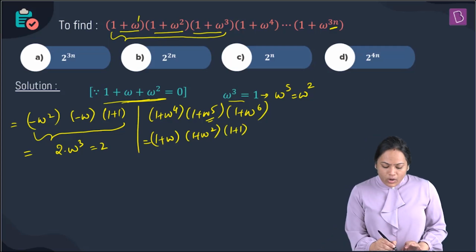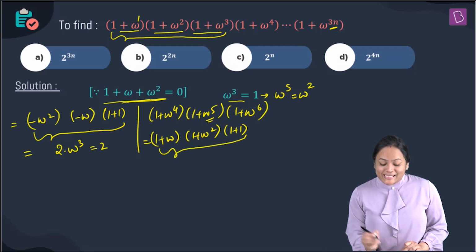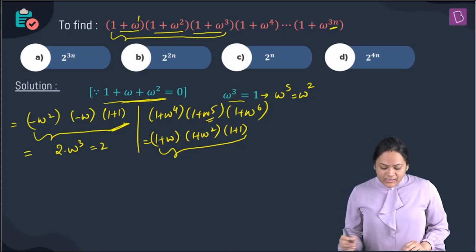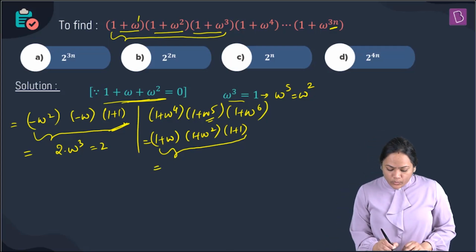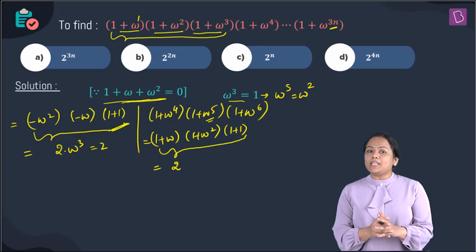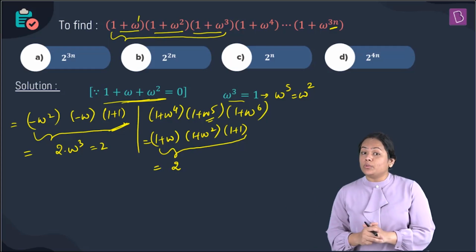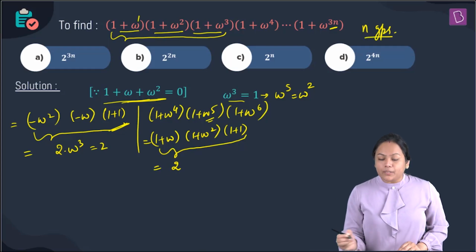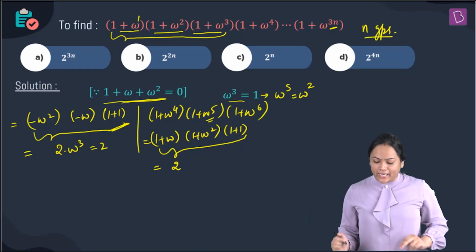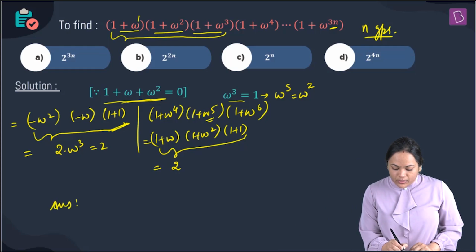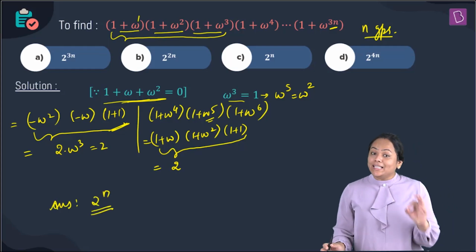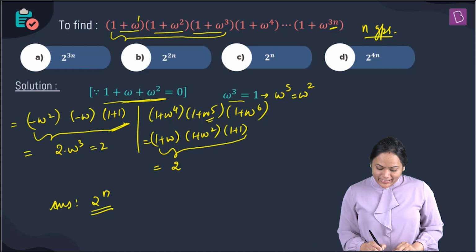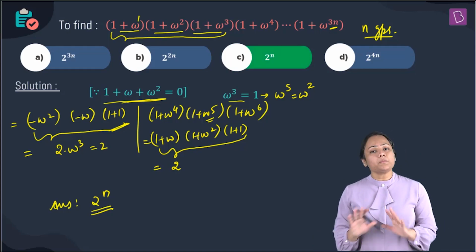Now I have arrived at the relation that my second group is equal to the first group, and similarly its value will also be equal to 2. That means every group's value will be equal to 2, and how many total groups were there? n, right? So there were n groups. If I multiply 2 n times, the final answer is going to become 2 raised to n. This will be the final value of the entire expression, and if we see the options, the answer will be C. Have you understood?